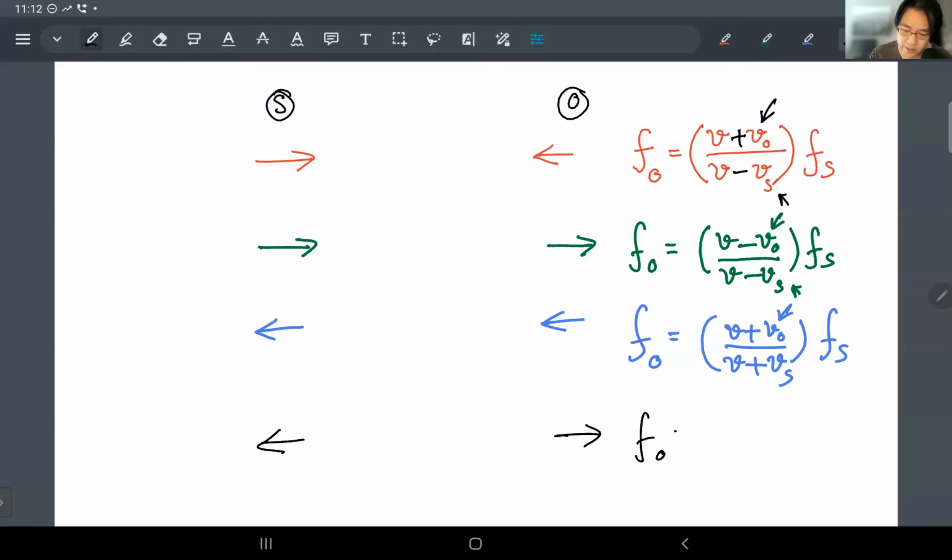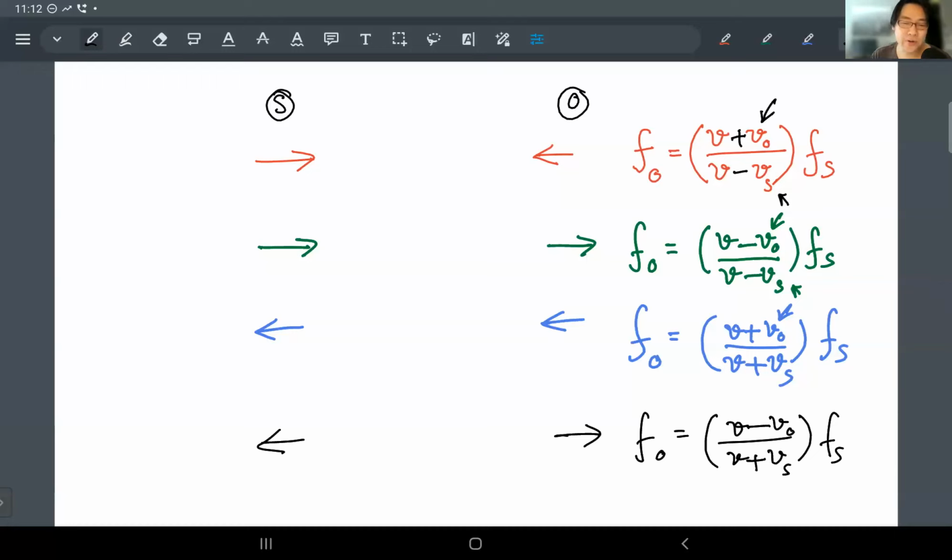So the observed frequency will be, you just write out the structure. Then the observer is running away, frequency should be down, so you pick the negative sign on top. The source is running away, frequency should be down, but because it's in the denominator, you put the positive sign. And that's it, guys. 4 cases. You are done.